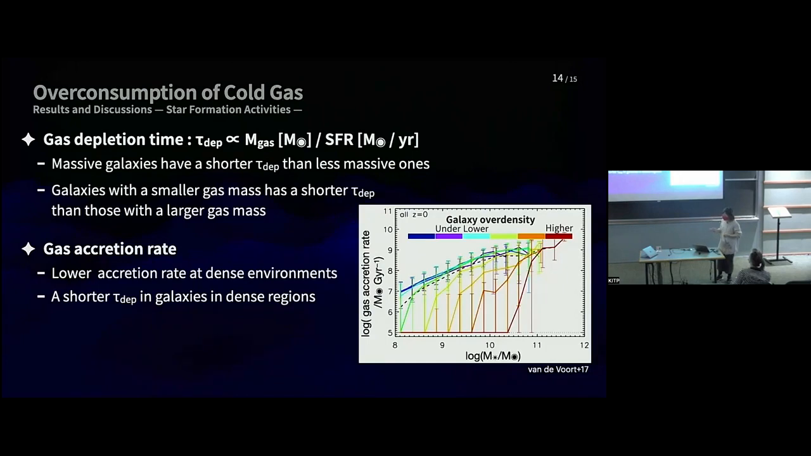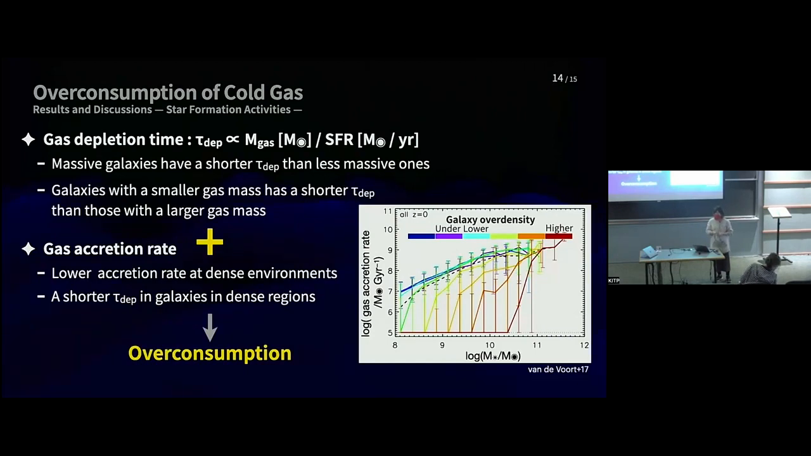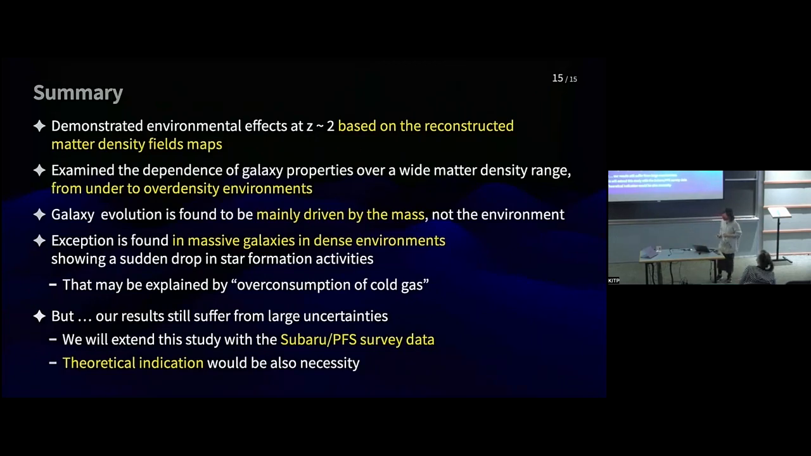So those two situations can simultaneously occur in high mass galaxies in high density environments. Then star formation will be even more suppressed than in galaxies with the same stellar mass in lower density environments. That is called overconsumption. So the sudden drop in star formation activity found in our sample in dense environments may be the proof of this overconsumption of gas reservoirs.